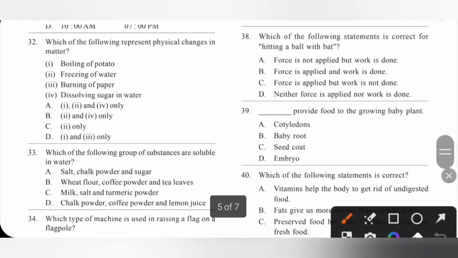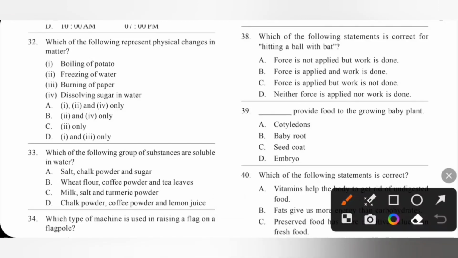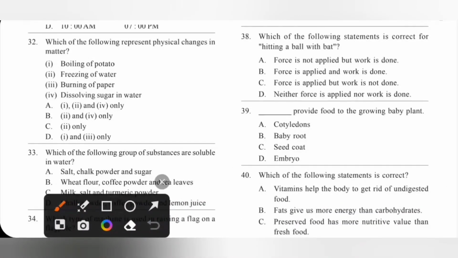38. Which of the following statements is correct for hitting a ball with a bat? Option A, force is not applied but work is done. So it is incorrect because push force is applied and work is also done. That is, the ball is moved. Okay. So option B, force is applied and the work is done. So option B is the correct answer.